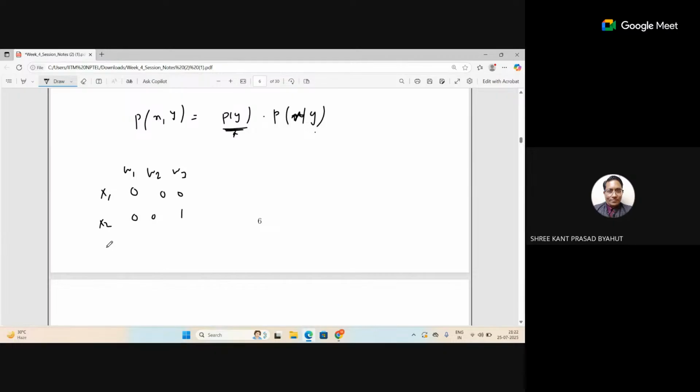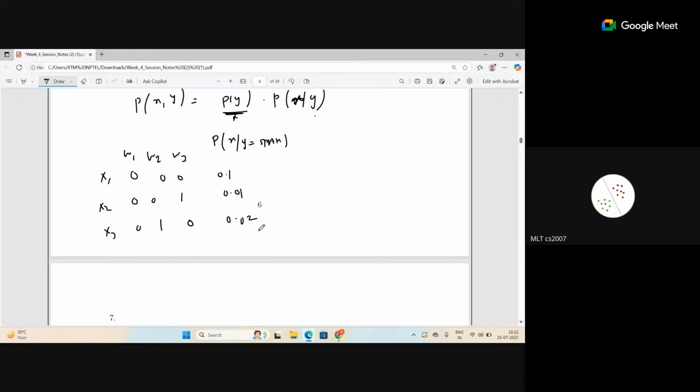X3 is 010, and we have eight such combinations. And what is the probability of X given Y equal to spam? This is this probability, right? Say it is 0.1, 0.01, 0.02, and like that. Fine. You're understanding this point?